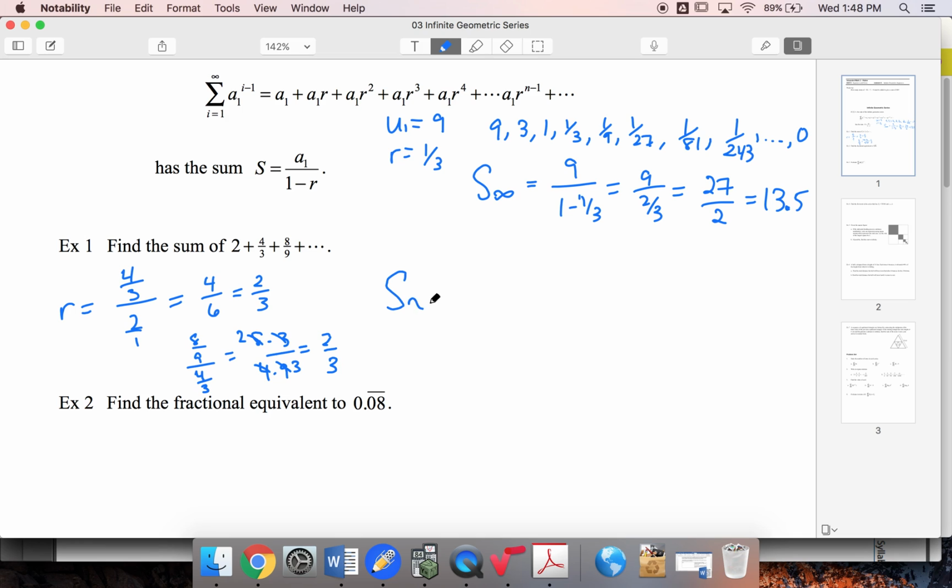So my sum to infinity will be first term over 1 minus r. So 2 over 1/3 gives me a sum of 6.